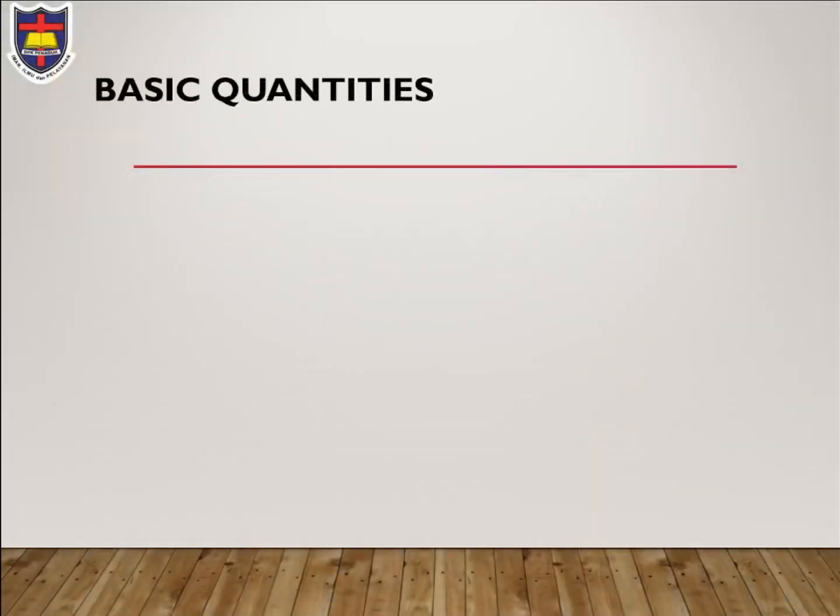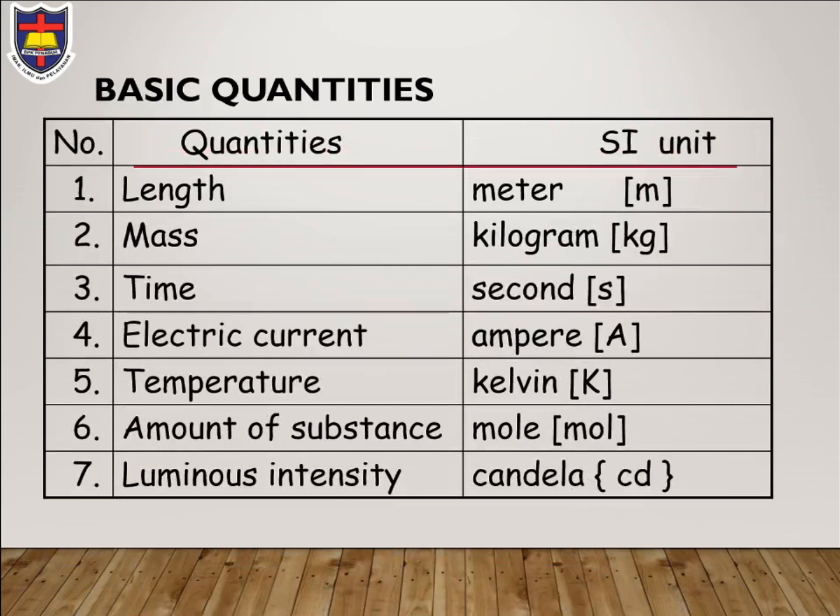There are 7 basic quantities with each SI unit that you must memorize. Number 1 is length. The SI unit is meter and the symbol is m. Number 2 is mass. The SI unit is kilogram and the symbol is kg. Number 3 is time. The SI unit is second and the symbol is s. Number 4 is electric current. The SI unit is ampere and the symbol is A.